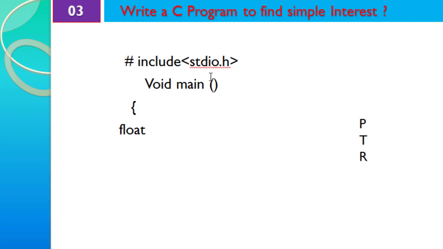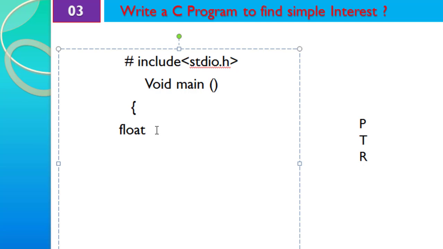First I have written #include standard input output header file, and after that void main(), and this is the main brace. After that we are going to use float as a data type. In our earlier videos you have noticed we used integer, but in these problems, in simple interest, we may get the answer in a decimal point. That's why we are using float as a data type.